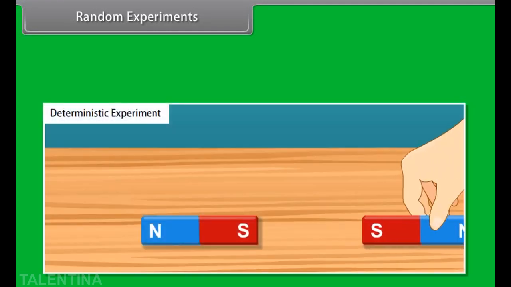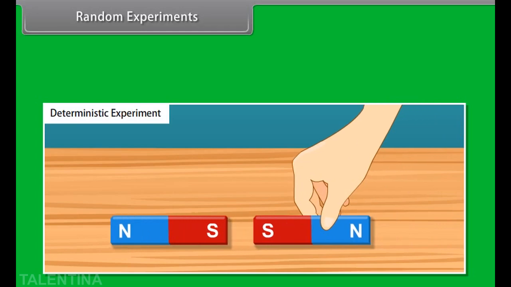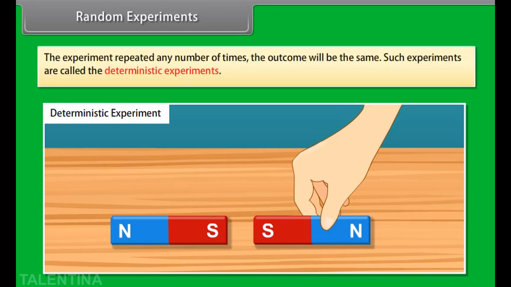Random experiments. In our day-to-day life, we perform experiments like bringing two like poles of magnets near to each other. We know that the above experiment may be repeated any number of times. The outcome will be the same. Such experiments are called deterministic experiments.